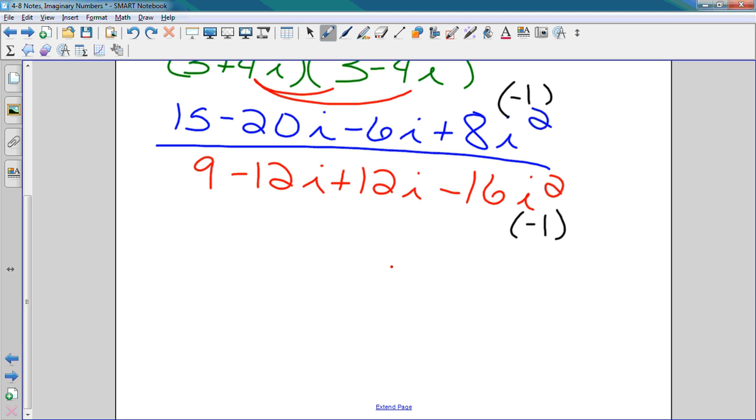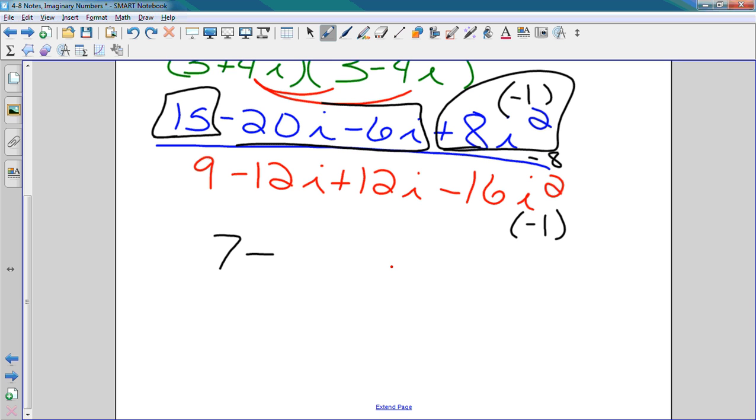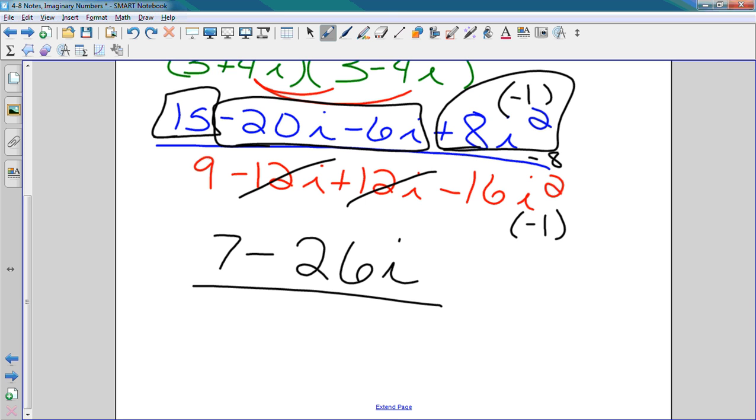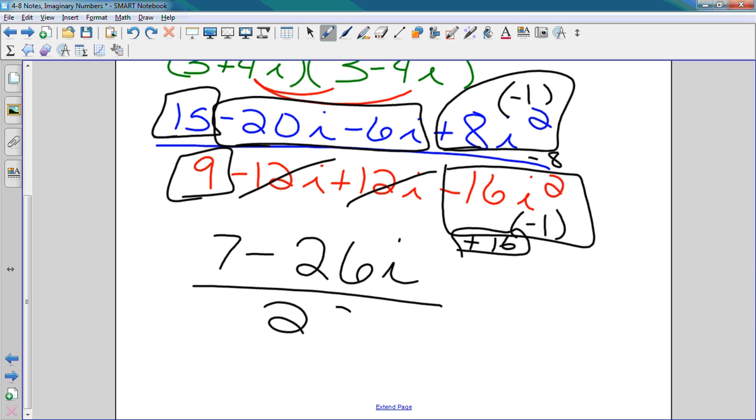So I have 15, and this is going to give me -8. So 15 minus 8 is 7. Negative 20i minus 6i is negative 26i. On the bottom, negative 12i plus 12i, those are just going to cancel. And I'm going to have negative 16 times -1 gives me 16. So I have 9 plus 16. This is 25.